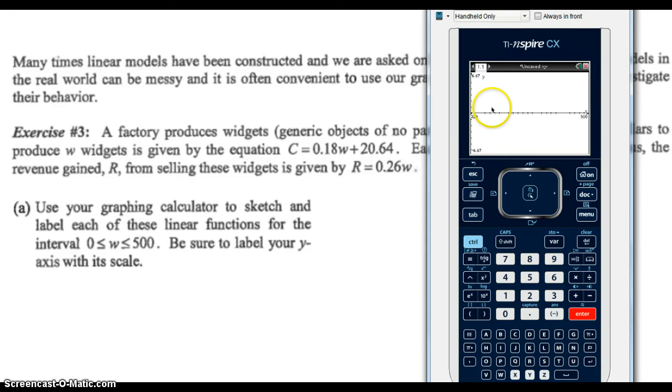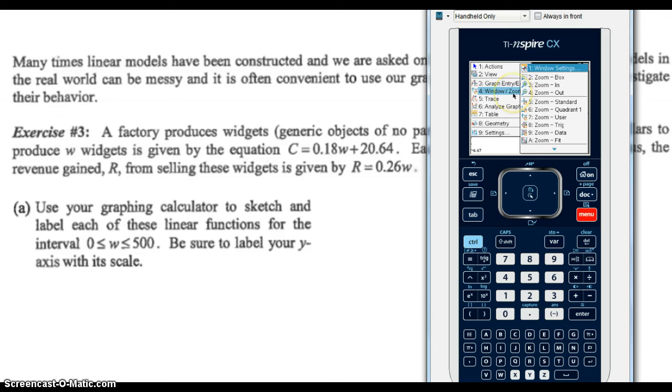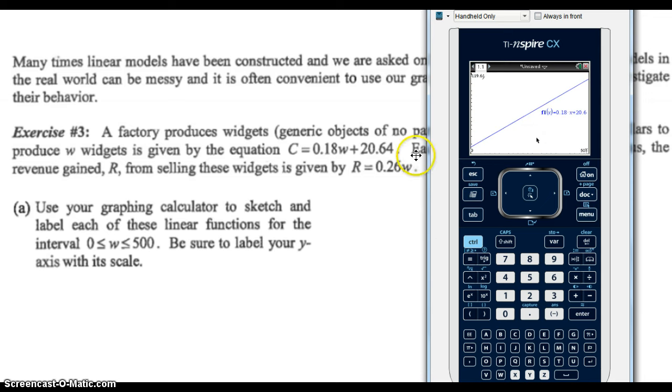Okay. You're also going to then go to the menu. Once you've set the domain, you're going to go to Zoom Fit. If it'll let me go. Come here, mouse. And you can see from the 0 to 500, that was what you were going to create. Okay. And then I'm going to hit Tab. And that's going to bring the second one up that will have the 0.26x. And hit enter. You can see both of them right there.